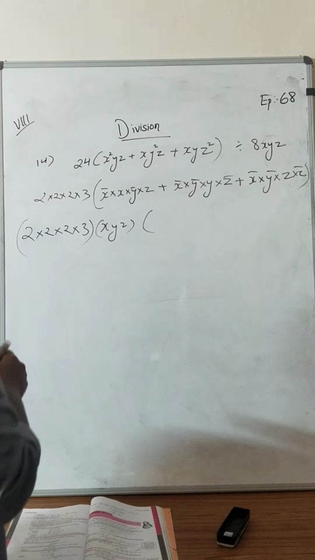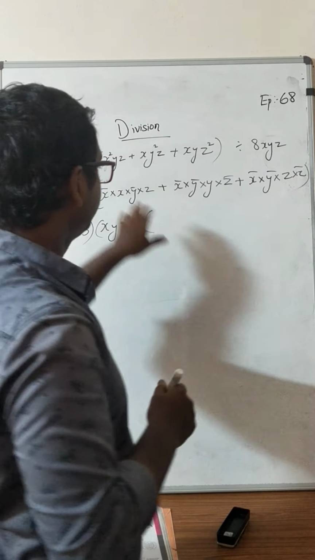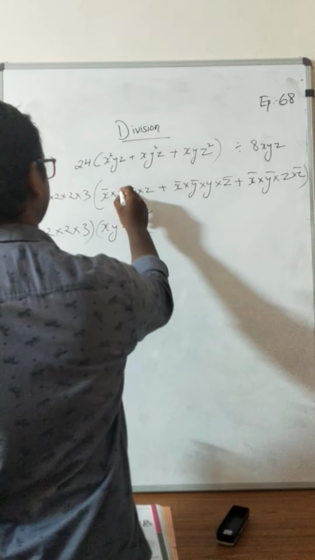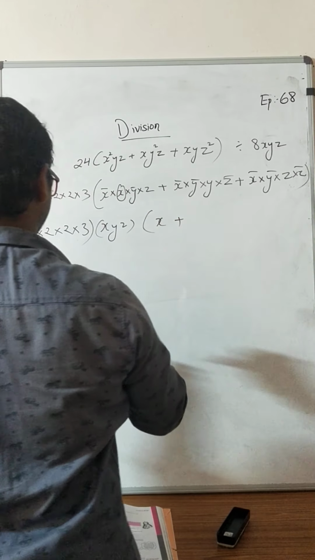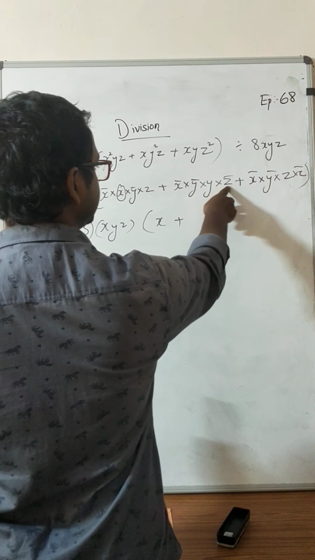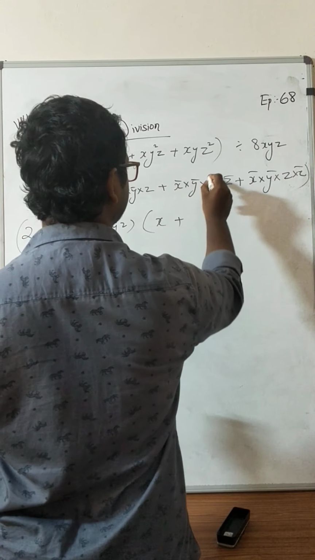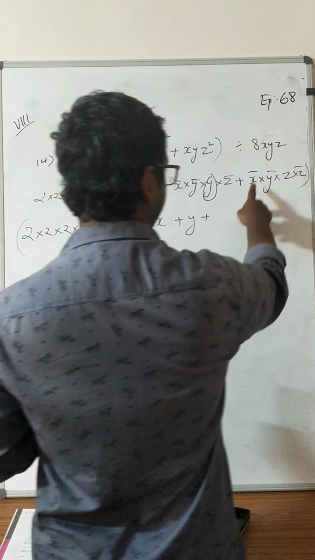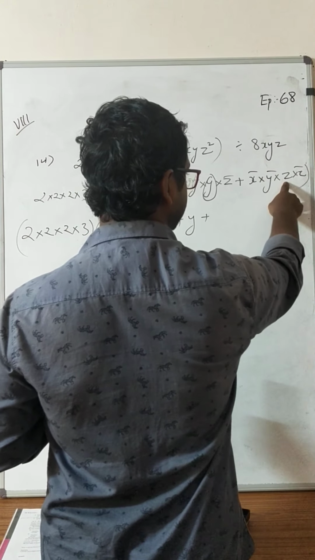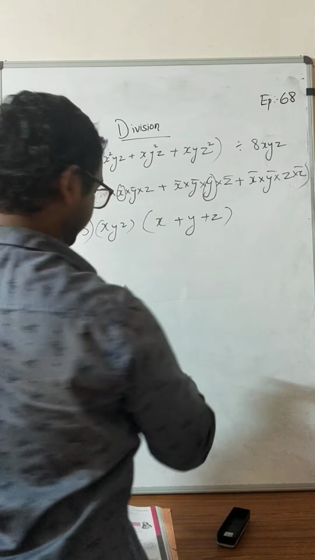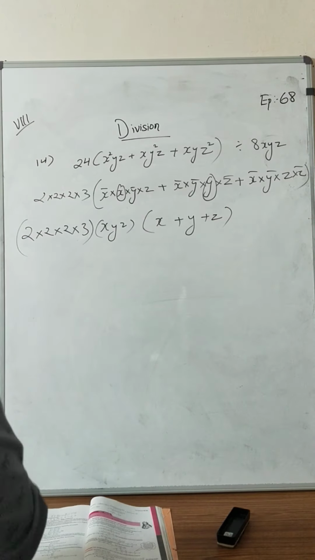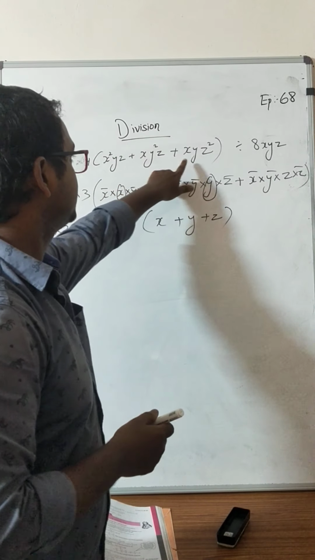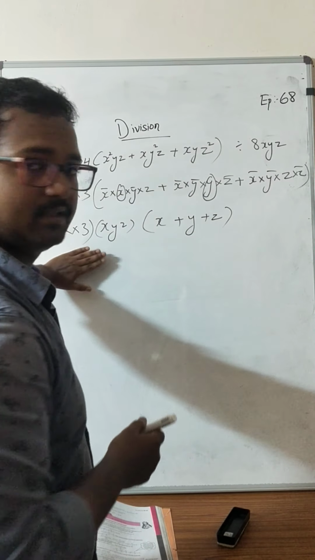When we take x, y, z as common, in the bracket what is left? From the first term, x is left. When we take x, y and z from the second term, what is left? Y is left. When we take x, y and z from the third term, what is left? 1z is left. So we can write 24x square yz plus xy square z plus xyz square like this.